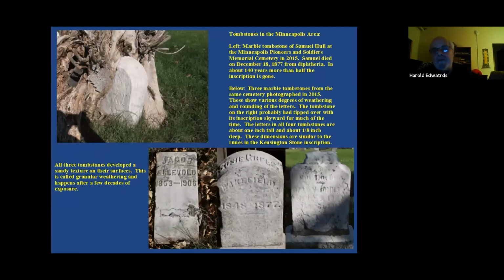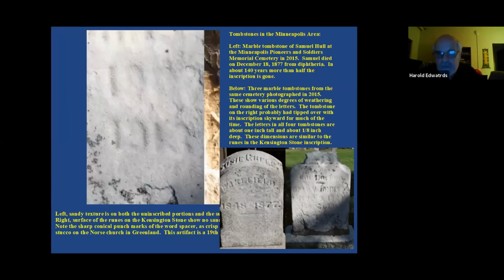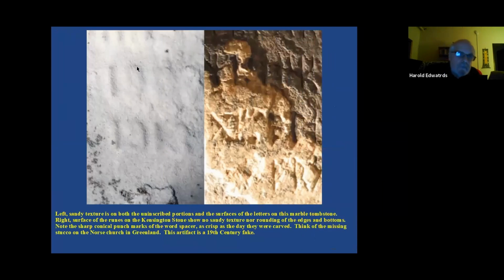Let's look at some marble tombstones in the Minneapolis area. This is one from the 1870s. Half the inscription is gone. This is a variety of tombstones from the same cemetery. Again, you see these inscriptions rounding and gradually disappearing. I want to concentrate on this rune stone on the right and compare it to the Kensington Stone. The letters in the stone are 1 inch tall, and the runes in the Kensington Stone are 1 inch tall. So these are about the same scale.